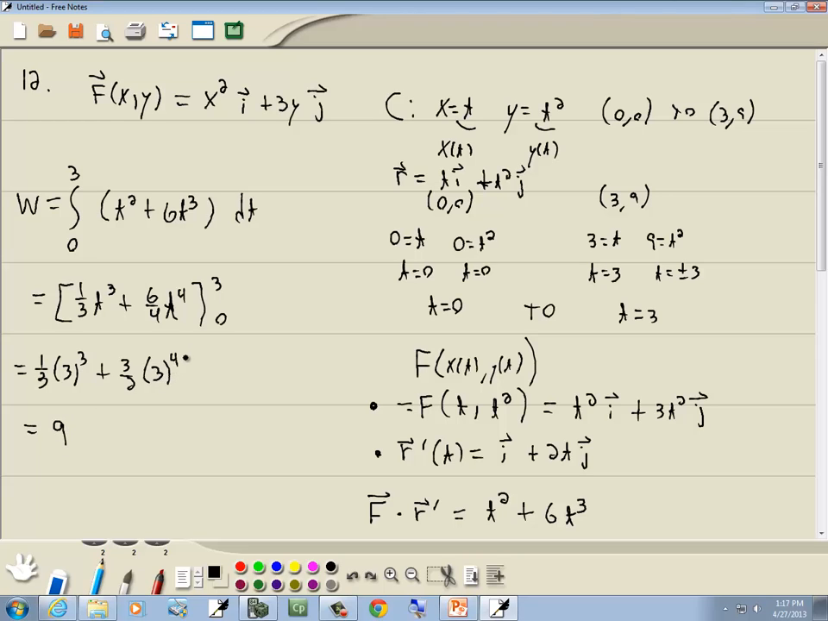3 to the fourth is 81, times 3 is 243, I think. Yeah, 243 over 2, which gives us 18 over 2 plus 243 over 2, which gives us 261 over 2, assuming I didn't make a basic math error. And that's our work done.